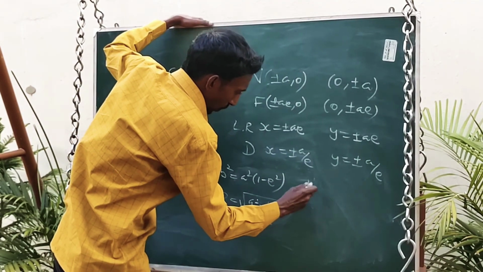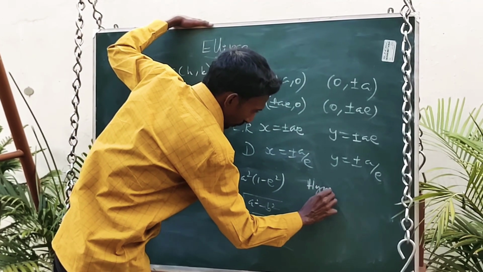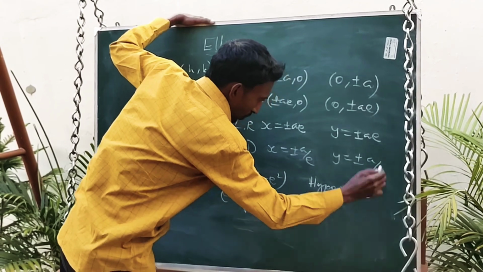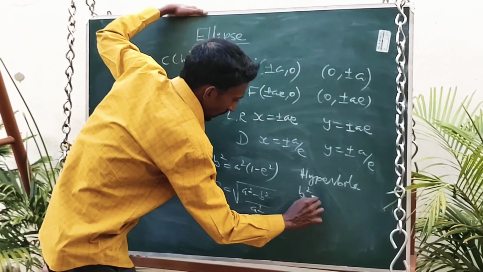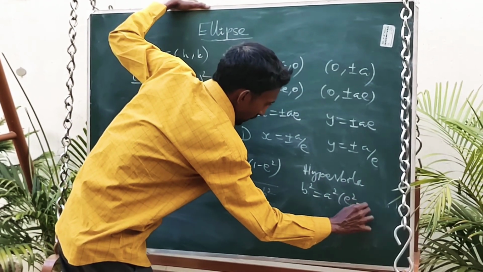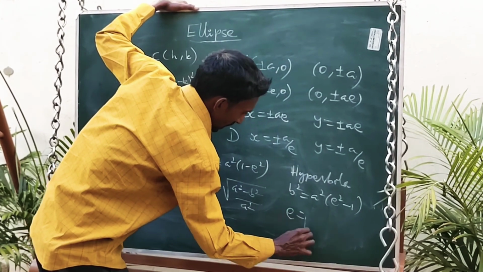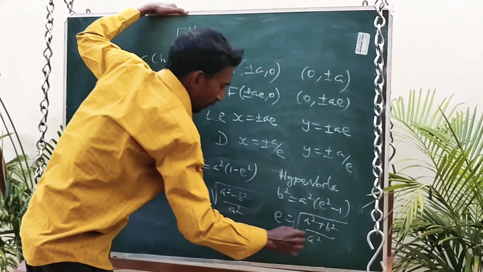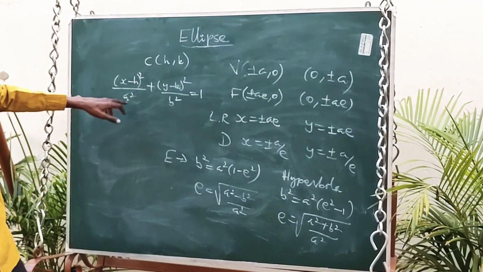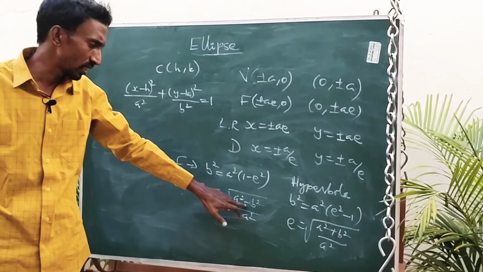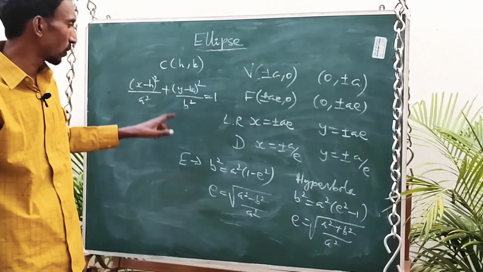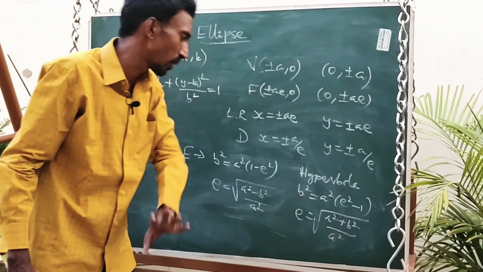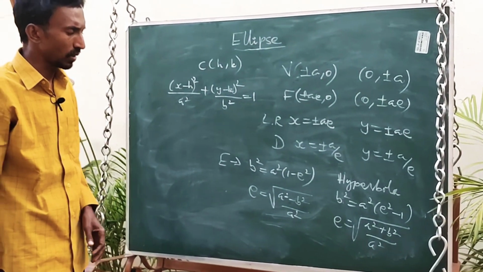Similarly for hyperbola, b square equal to a square into e square minus 1. Here the e value is obtained by root of a square plus b square by a square. Just study comparatively. In ellipse the equation has plus, but the eccentricity has minus. In hyperbola the equation has minus, but the eccentricity has plus, just for easy remembrance.